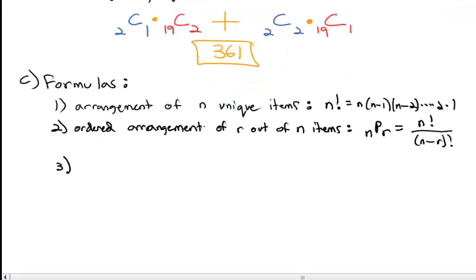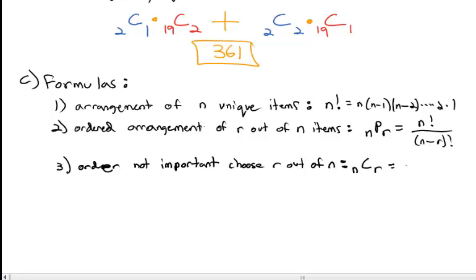And then we said if the order matters, order does not matter, sorry. If the order is not important, and we choose r out of n items, that's the combination formula, nCr, which is very similar. N factorial over n minus r factorial. We just divide out the repeats of r factorial.